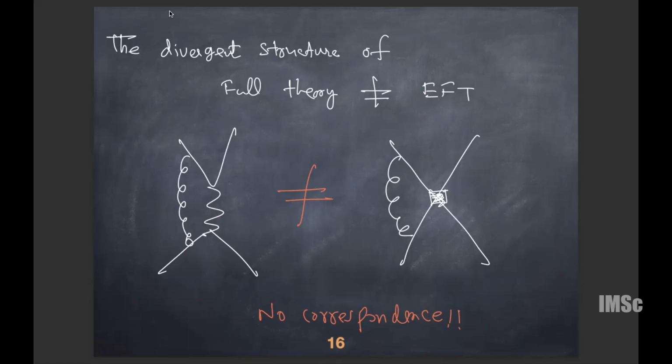But in the EFT, once you calculate the loop, you have to renormalize it again. There is no one-to-one correspondence between the divergence structure of the EFT and the full theory. Meaning once you construct your EFT from a given full theory, you have to renormalize it again. These effective operators have their own divergences, which are additional to the full theory. That basically gives the renormalization group evolution.